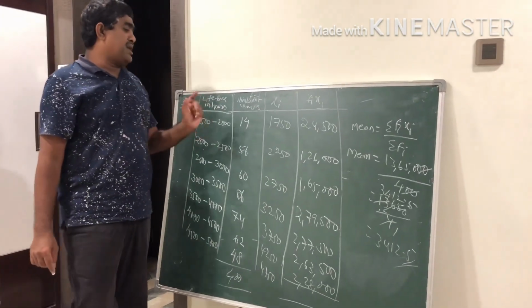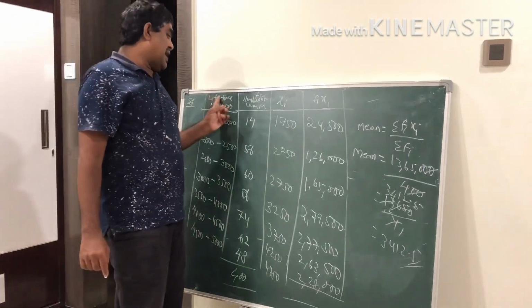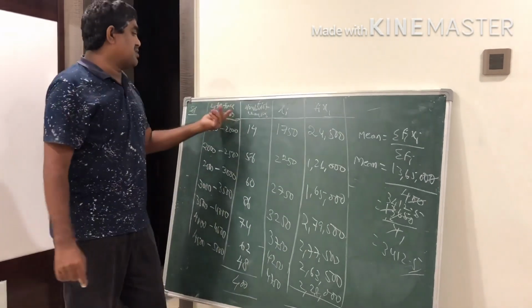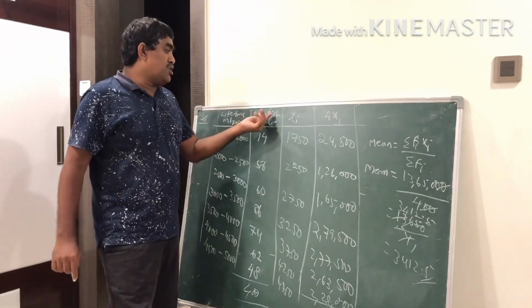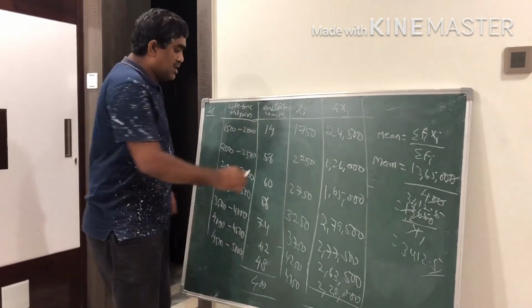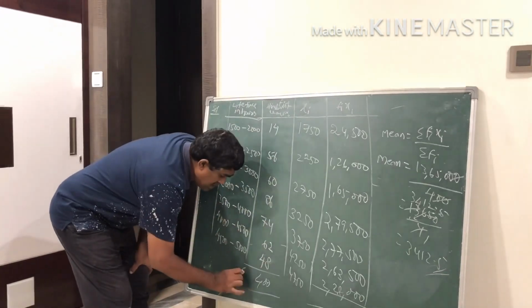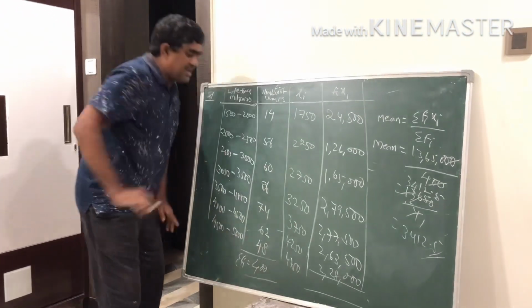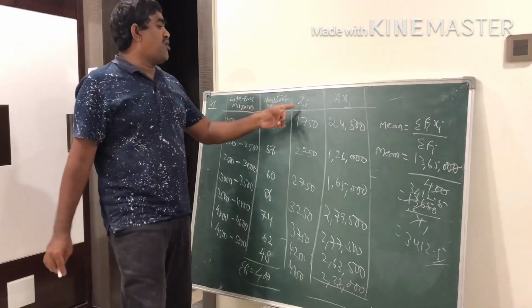So how to do the mean? First of all, you know class interval and frequency. So class interval and frequency is given now. You know how to do the sigma fi. Sigma fi means sum of the frequency. So we have done the sum of the frequency as 400. Keep it aside. Okay. The next one, what you have to do?